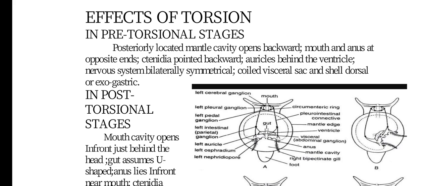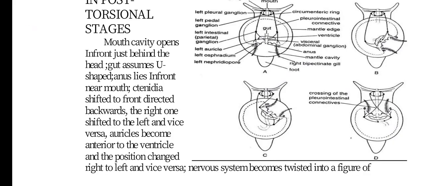Now we shall discuss the effects of the torsion. In pre-torsion stages, the posteriorly located mantle cavity opens backward, with the mouth and anus at opposite ends. The osphradial area points backward, with the auricles behind the ventricle on the posterior side. In this diagram, you can see the left pleural ganglion, left pedal ganglion, left intestinal ganglion, the circumesophageal ring, the intestinal connective, the mantle edge, and the ventricle.